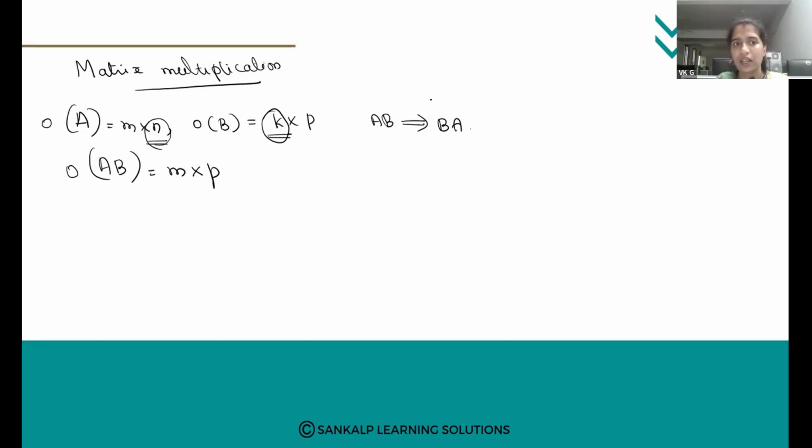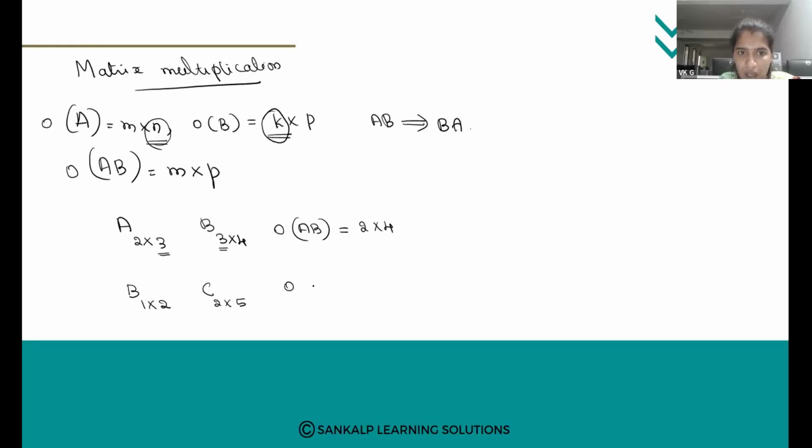Sometimes it is not defined at all. That we'll discuss later. Now, if I consider A of order 2 by 3 and B of order 3 by 4, the number of columns of the first equals the number of rows of the second, so I can find the product, and the order of the product matrix is 2 by 4. If I consider B as of order 1 by 2 and C as of order 2 by 5, then the product BC is defined and its order is 1 by 5.